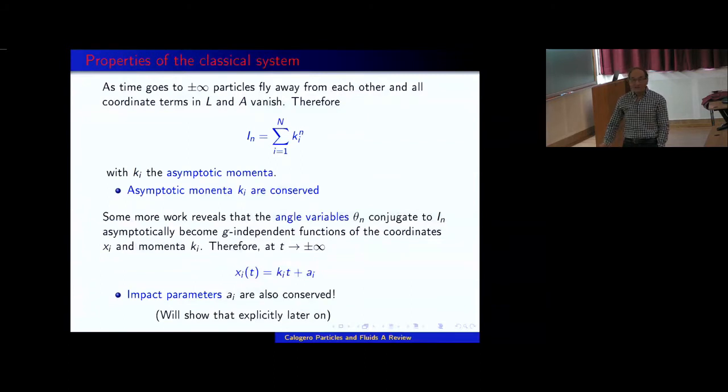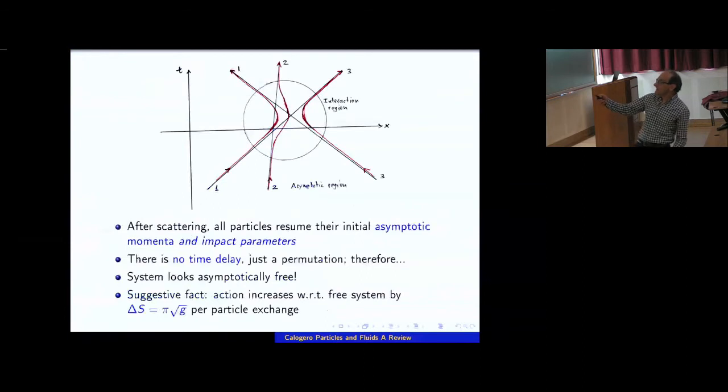If you don't like the word impact parameter, erase it from your memory. This is what I mean. These lines, their slope is determined by the asymptotic momentum, but they could be parallel transported, and where they cross the real line, I call the impact parameter. That's all. And that is preserved, because in principle, they could re-emerge with the same momentum, but at a later time, they would suffer a time delay. Well, here, that doesn't happen.